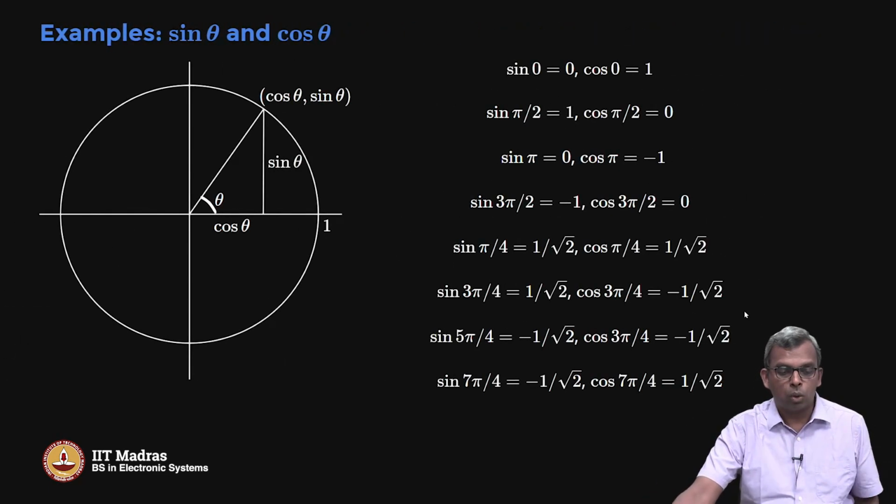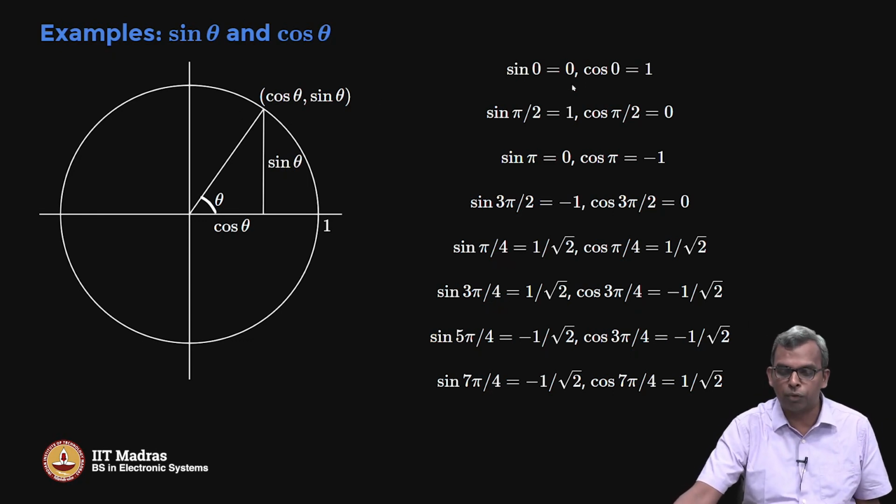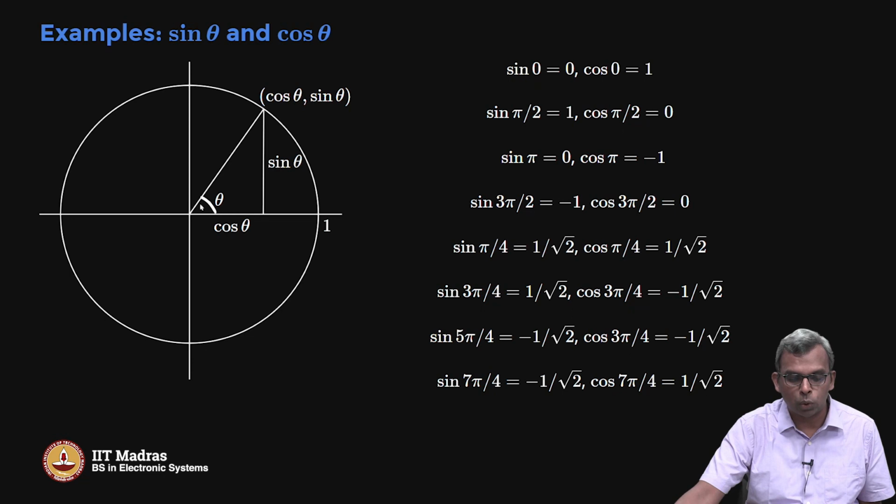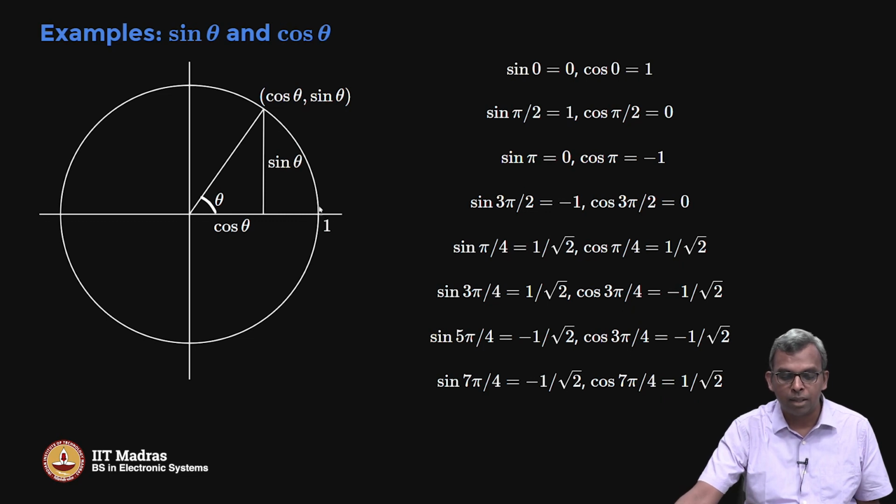Okay, so let's see a few examples. It's easy to see a few examples. First thing is, if theta is 0, I have this horizontal line. So sin 0 is 0 and cos 0 is 1. You can see that when that point is all the way here and this is a horizontal line, there is no vertical component to it. So sin 0 is 0 and cos 0 is 1.